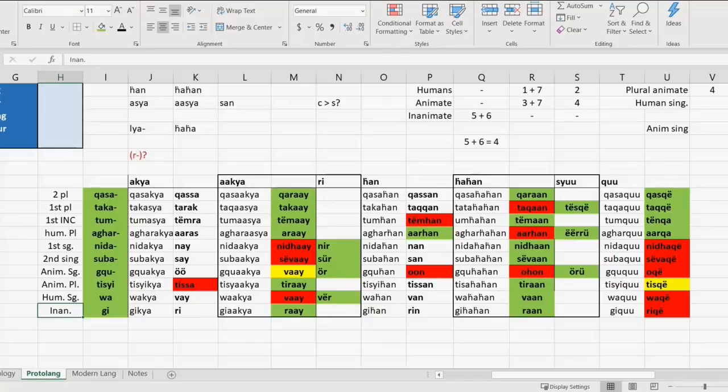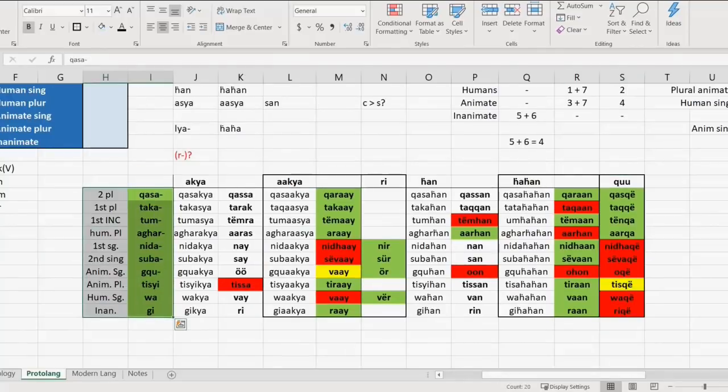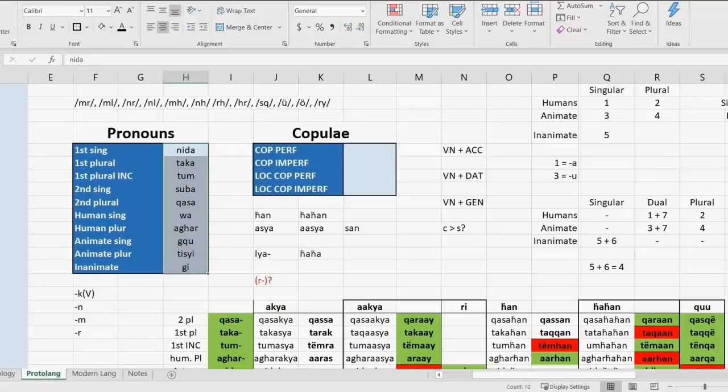Okay, well, I guess that takes care of that. I'm officially promoting Ku to the status of suppletive auxiliary. This is my last chance to make sure I like this layout. Yeah, I think I'm going to stick with that. And voila! We have proto-pronouns.